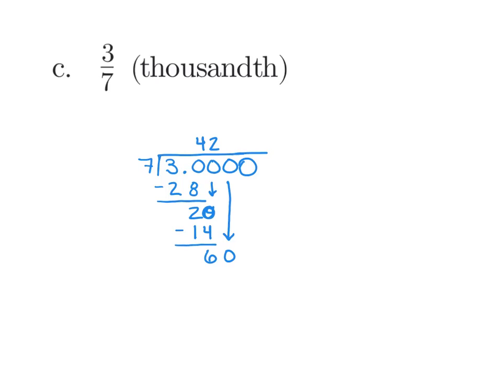We bring down a 0. 7 goes into 60 8 times. 8 times 7 is 56. Subtract, we get 4. And finally, we bring down our 0. 7 goes into 40 5 times. 5 times 7 is 35. Subtract, we get 5. We don't really care because at this point we are done. We're going to bring up our decimal point.